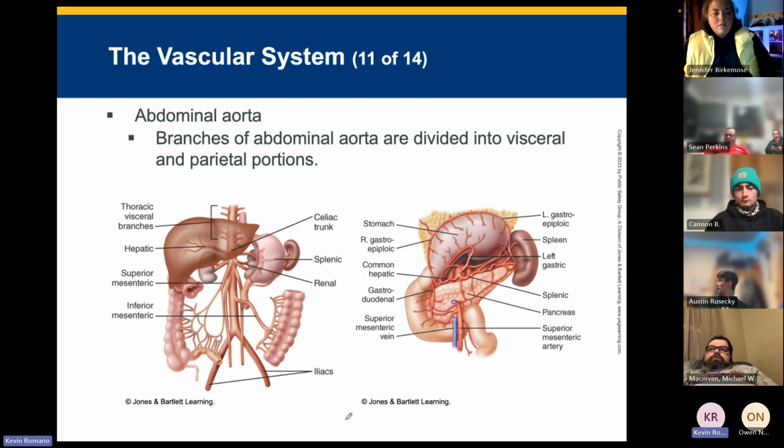The celiac trunk then supplies blood to the esophagus, stomach, duodenum, liver, spleen, and pancreas. The superior mesenteric artery supplies blood to the pancreas, small intestines, and the colon, whereas the inferior mesenteric artery supplies blood to the descending colon and the rectum. So the paired branches of the visceral abdominal aorta supply blood to the kidneys, adrenal glands, and gonads. Right, a lot of arteries for you guys to understand how they work.